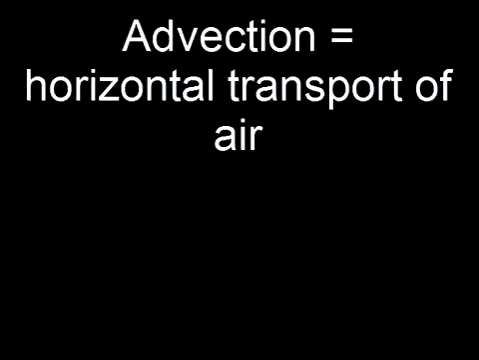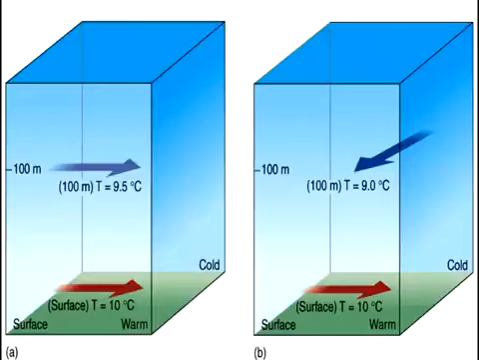The horizontal transport of air, called advection, is another factor that influences the environmental lapse rate. Advection of cold or warm air at different levels, for example due to varying wind direction with altitude, causes changes in the environmental lapse rate.